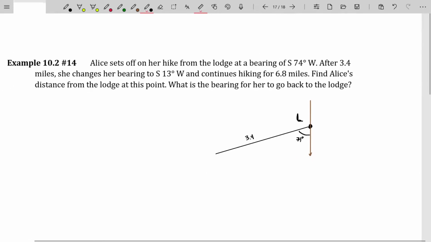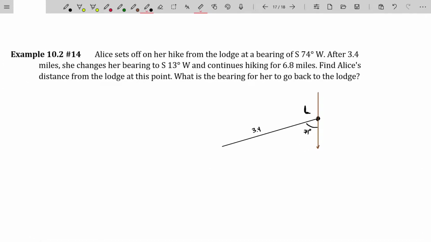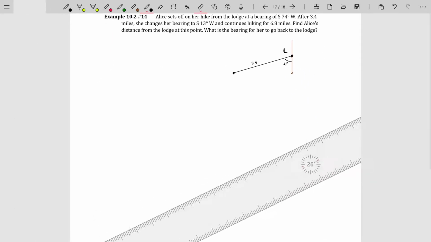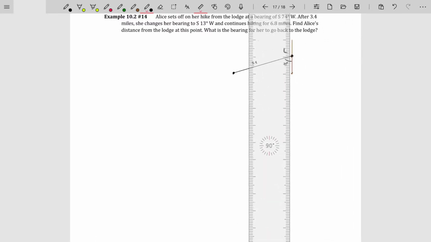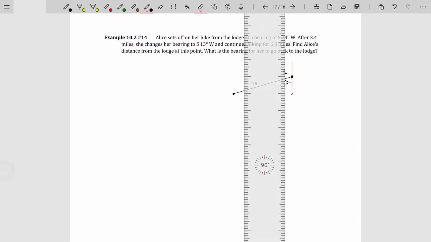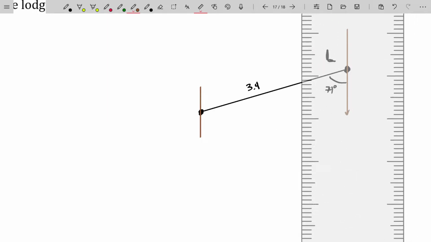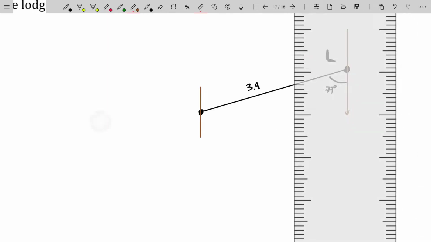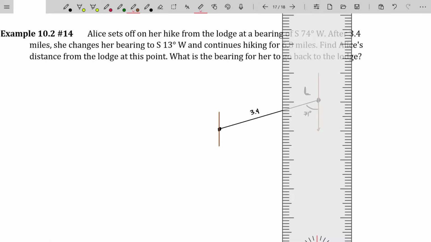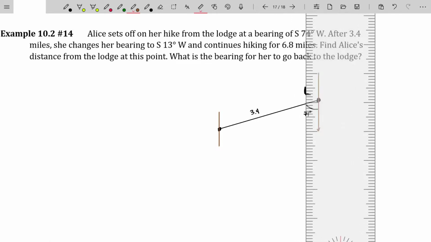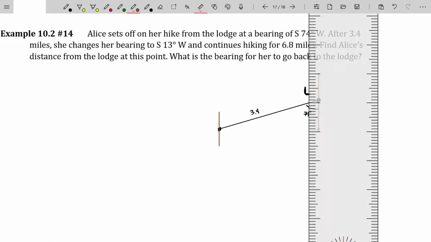Once she reaches the end of that 3.4 mile mark, we plot a point and again draw in a vertical axis there. It shouldn't be a long vertical axis, just a short little line, but enough so you can see you have two parallel axes, because you're going to want to use alternate interior angles eventually. From that point, she changes her bearing to south by 13 degrees west.